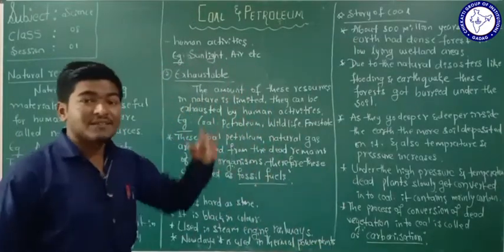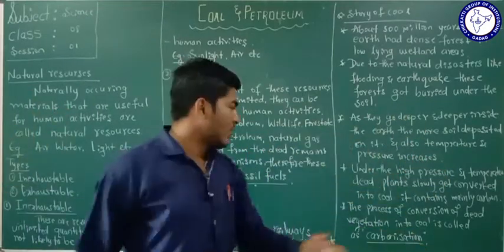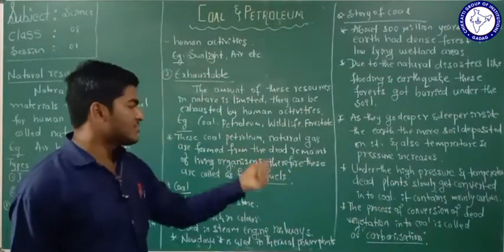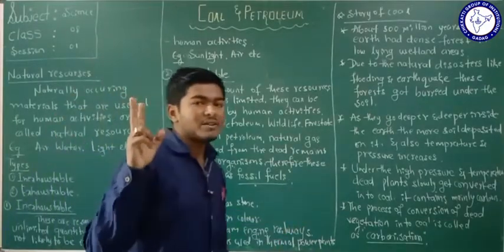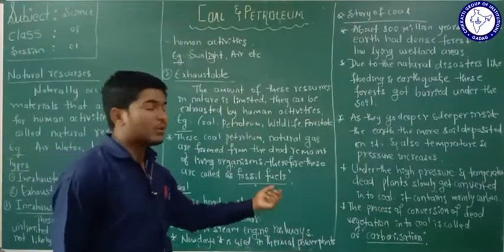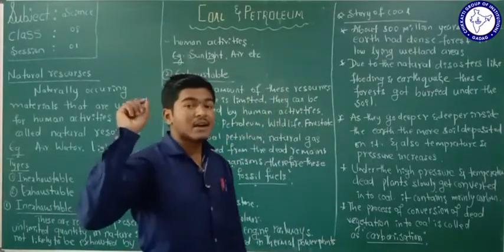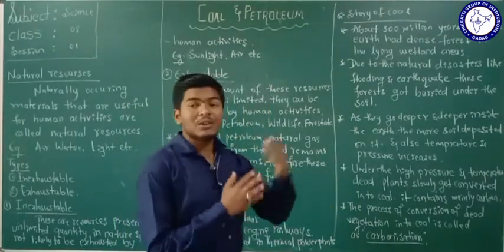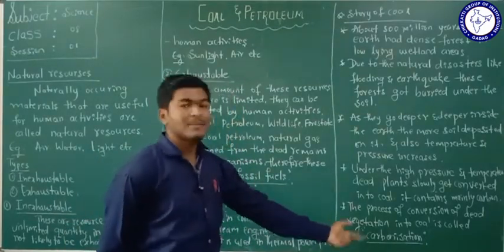The process of conversion of the dead remains of plants into coal is called carbonization. You have to remember here that 2 points are very important: one, fossil fuels, and also the story of the coal. Under the story of the coal, what is carbonization? A 2 marks question will be asked in your examination. What is carbonization? The process of conversion of dead vegetation into coal is called carbonization.